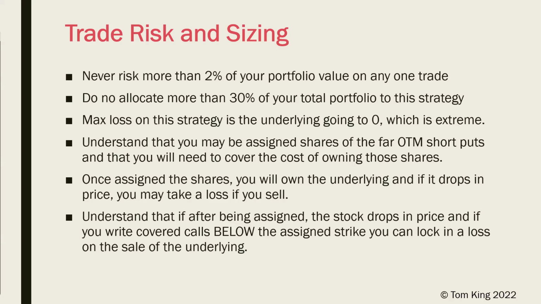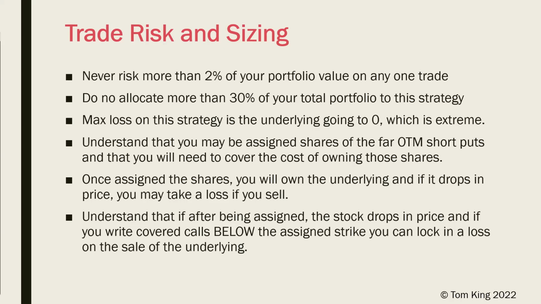Max loss on this strategy can obviously be, if this underlying goes to 0, a pretty extreme case. We're going to set stop losses and get out if it's going against us. Also understand that you can be assigned the shares of the far out-of-the-money short puts, and you would need to cover the cost of those. So there's some risk to you if the market drops significantly to that or past that out-of-the-money short put. Then you can run the risk of assignment.